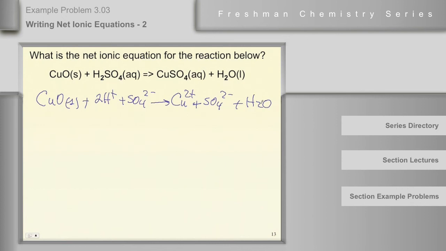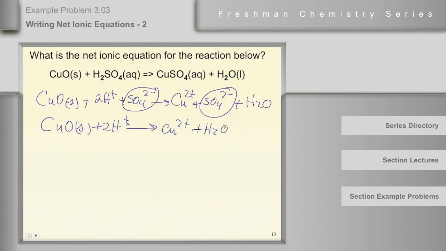So now, what are the spectator ions that I'm supposed to get rid of? Sulfate, here and here. Any others? None. So, the answer is the net ionic equation is copper oxide solid plus 2H+ aqueous goes to Cu2+ aqueous and water.